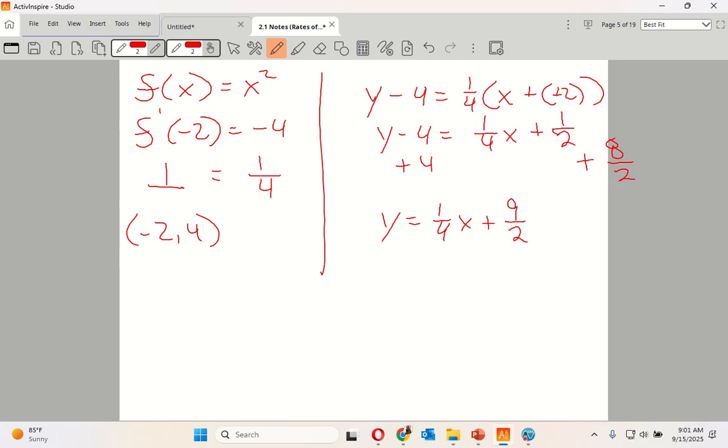And what does it need to be a normal line? It's perpendicular to the tangent. That's all it needs? Yeah.